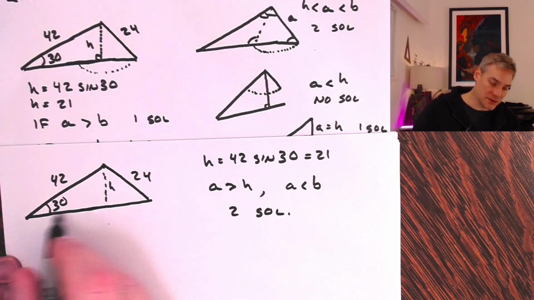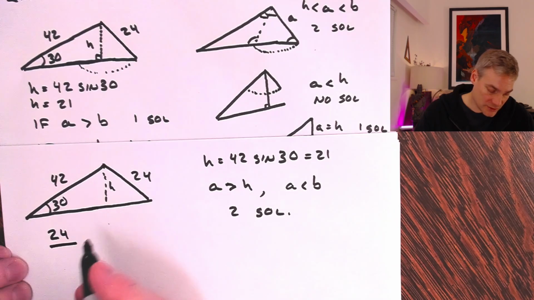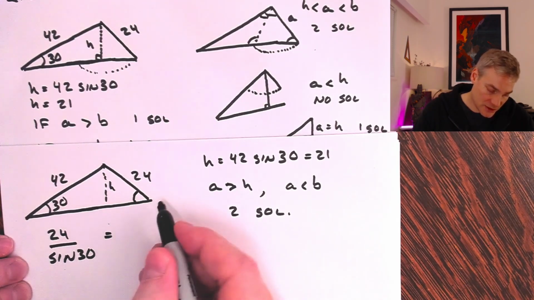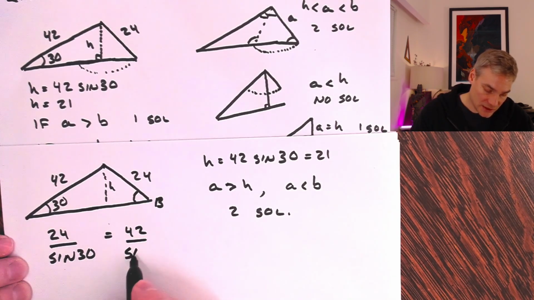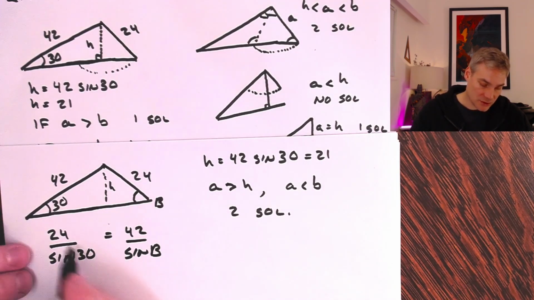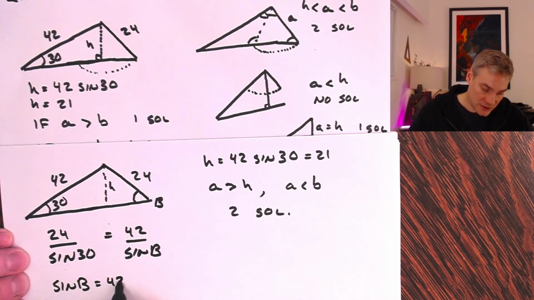Okay, so let's go through. We'll do the sine law now. So we have 24 over sine 30 equals, and then I'm going to solve for this. So this will be my angle B. 42 over sine B, and I want to solve for B. So I'm going to cross multiply, and I'm going to divide that out. So then I have sine B equals 42 sine 30 over 24.